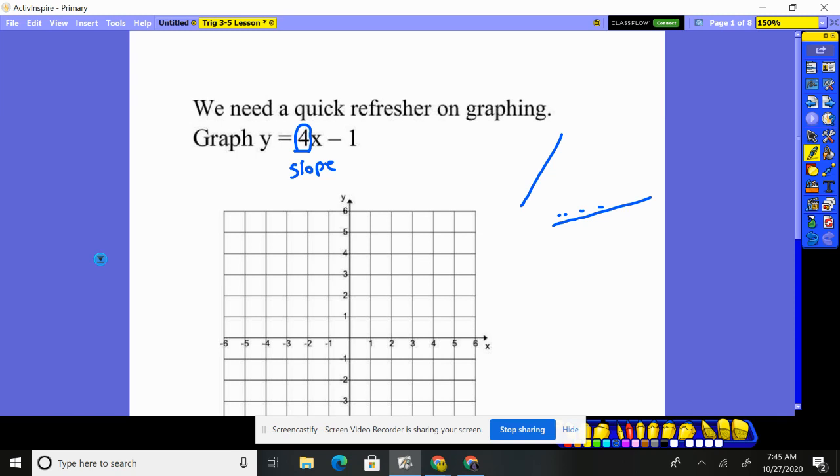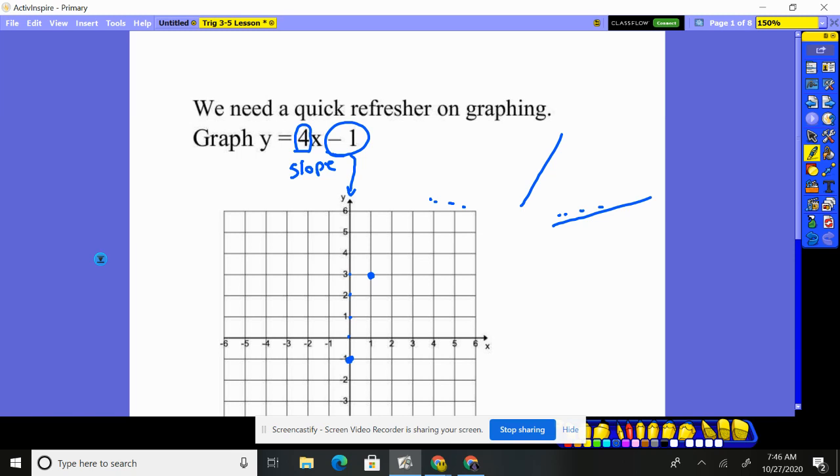So this guy has a slope of 4, meaning it rises 4, runs 1. This is your y-intercept. It always tells you where it crosses the y-axis. So in this case, I know it crosses at -1. And now that I have a point, I can get another point because I know what the slope is. The slope rises 4, runs 1. So I go up 1, 2, 3, 4. I go to the right one.